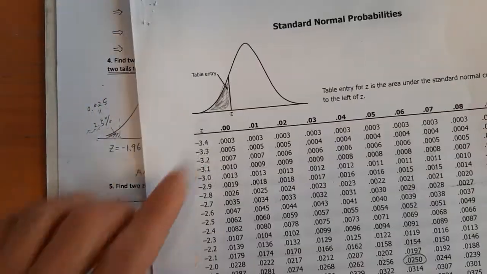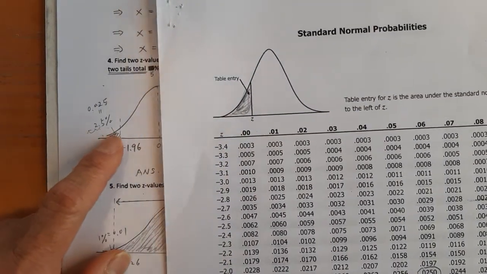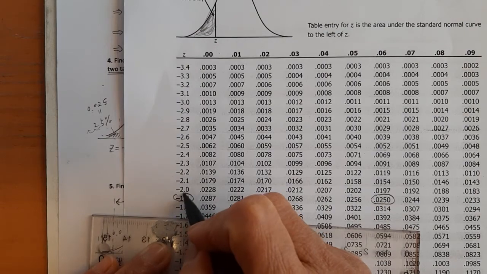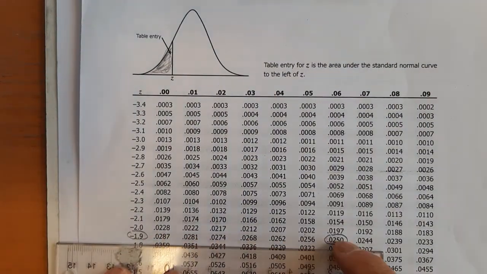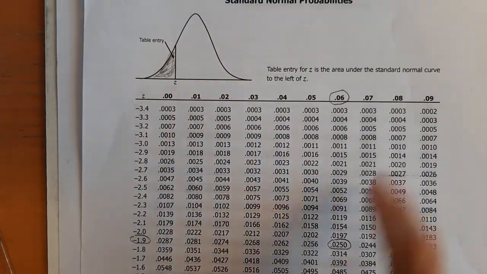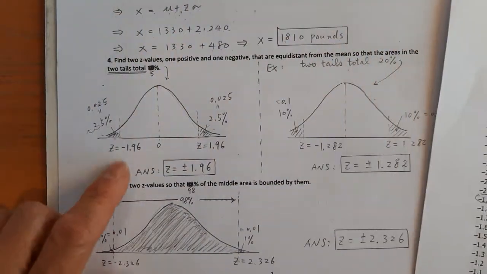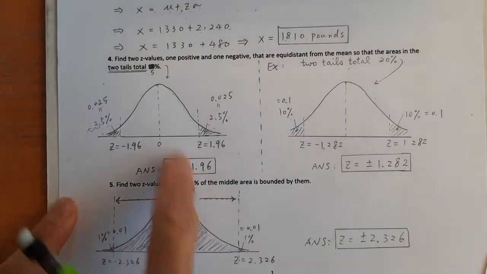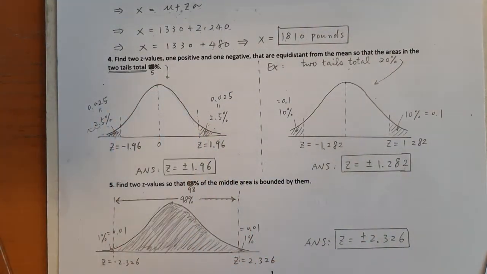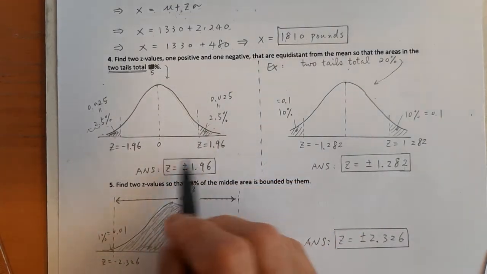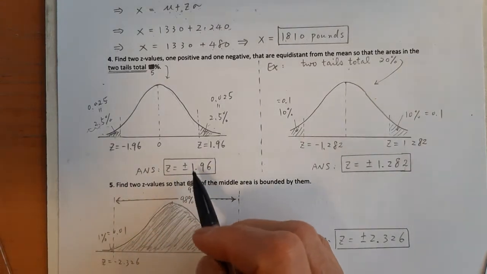0.025 is this area. For the corresponding z-score, go to the left, negative 1.9, then go up, this, so it's negative 1.96. So this z should be negative 1.96. And for the other side, since the normal distribution bell shape is symmetric, the other side is positive 1.96. So the answer is z-score is plus or minus 1.96.